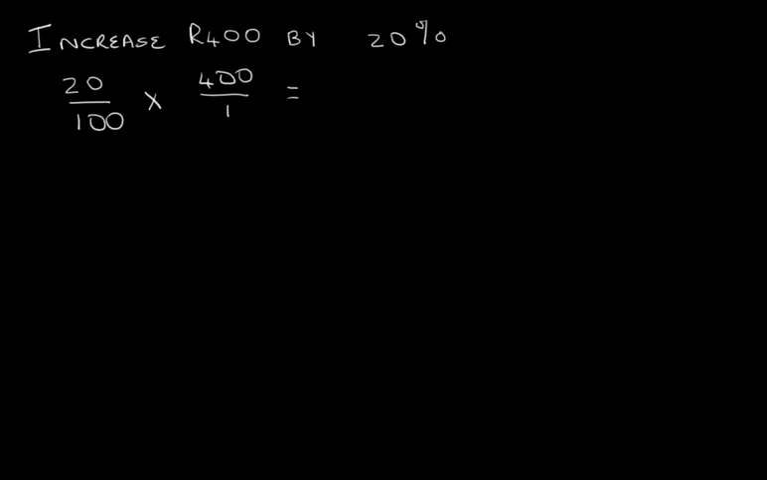Now we've discussed cancelling before, and you know that you can cancel in the bow tie method. We can say that 100 goes into itself once and it goes into 400 4 times. Now that we've simplified, we can multiply numerator by numerator and denominator by denominator. That will give us 80 over 1, or simply 80 Rand.